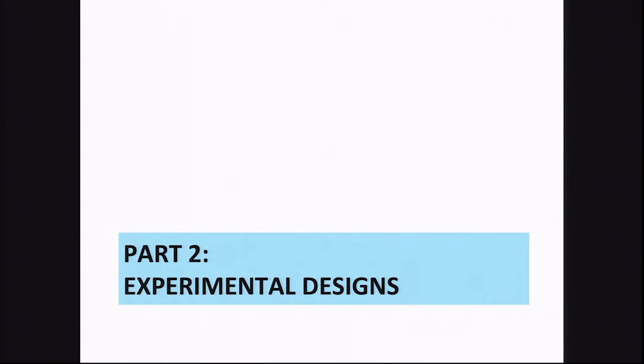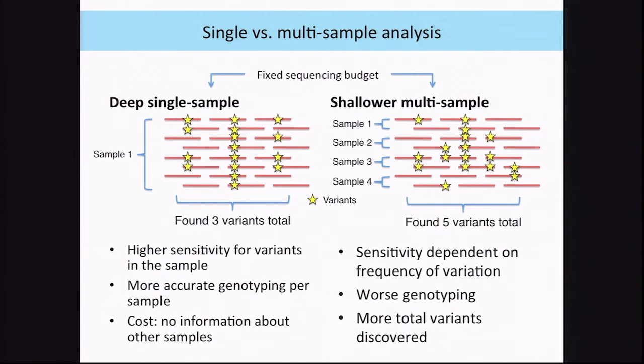All right, how should we make the most of our sequencer? Now, it'd be really nice if we could just do deep sequencing of whole genomes of all of our samples, but we don't have infinite time, we don't have infinite money, other people want to use the sequencers. We need to figure out what we can do within our budgets. For the same amount of time, money, and sequencer use, you could have these 2 different basic strategies. You could do a single sample very deeply, or multiple samples shallowly.